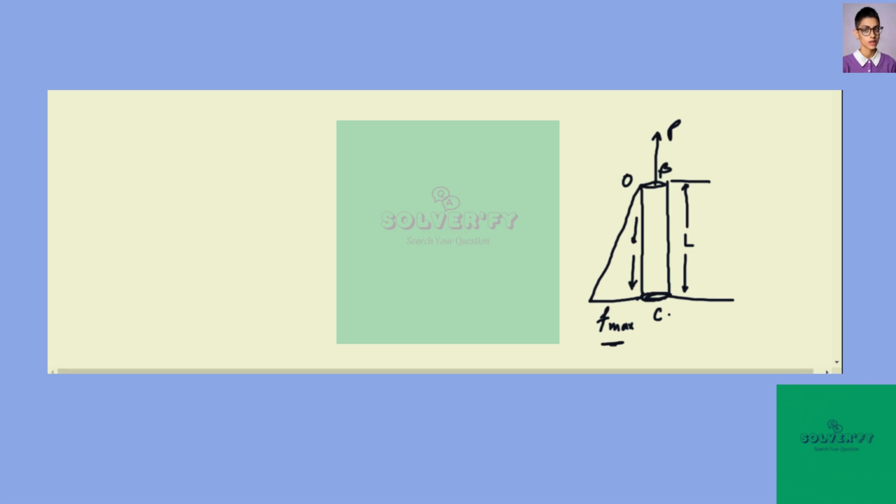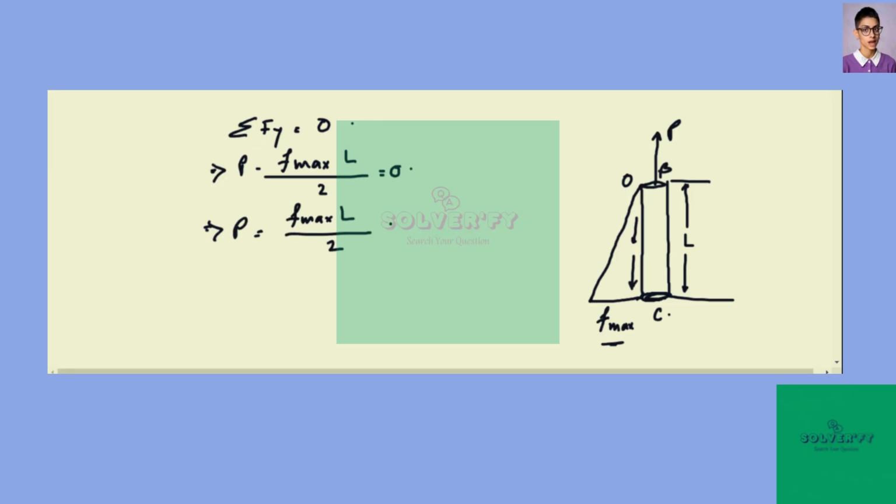Now let us calculate the force which is required to pull the rod out of the ground by applying the equilibrium force equation as summation of Fy is 0. Fy is P minus F max L upon 2 is equal to 0. So P is equal to F max L upon 2.